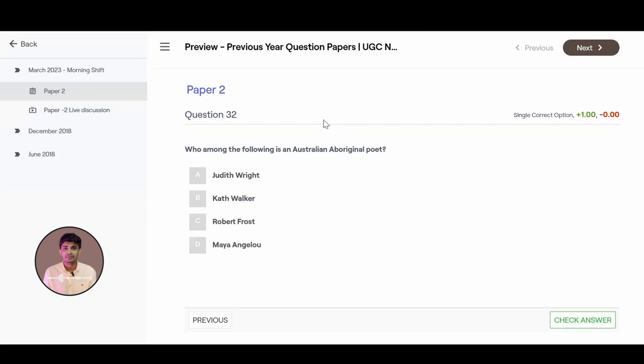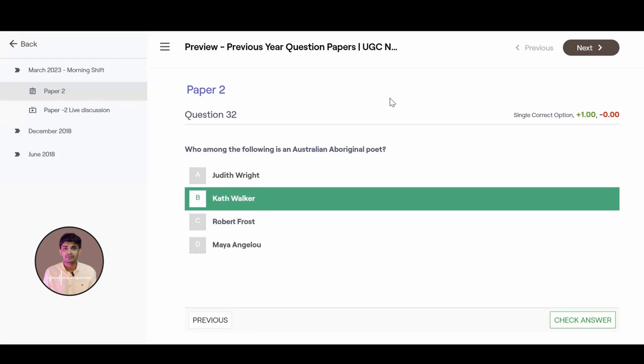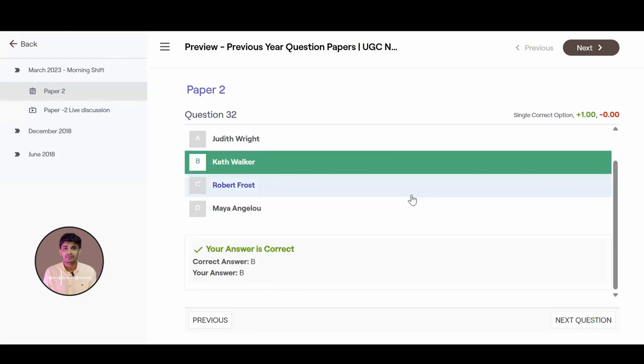Next, who among the following is an Australian Aboriginal writer? Give me the answer. Mosin answered A. Anyway, it's not the answer. It's Kath Walker. Kath Walker, this is not her original Aboriginal name, but she was an Australian Aboriginal poet, activist, and artist. She was a prominent figure in the Australian Indigenous rights movement and used her poetry to advocate social justice and raise awareness about the experiences and struggles of Aboriginal Australians.